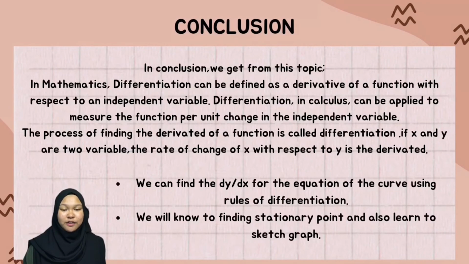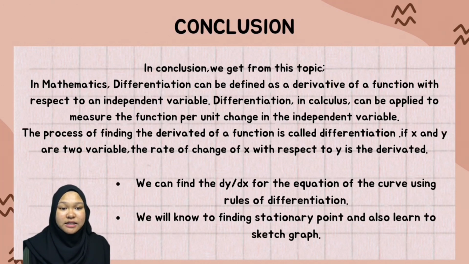In conclusion, we get from the topics that in mathematics, differentiation can be defined as a derivative of a function with respect to an independent variable. Differentiation in calculus can be applied to measure the function per unit change in the independent variable. The process of finding the derivative of a function is called differentiation. If x and y are two variables, the rate of change of x with respect to y is the derivative. So, we can find dy per dx for the equation of the curve using rules of differentiation.